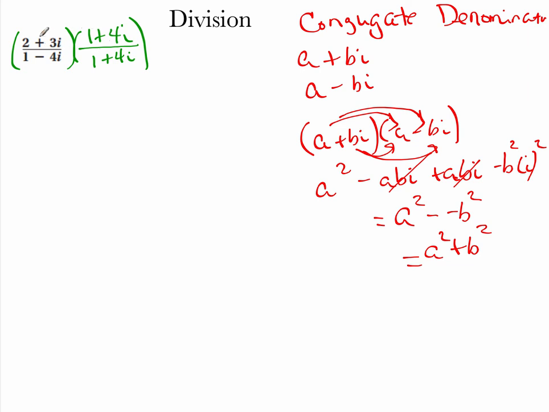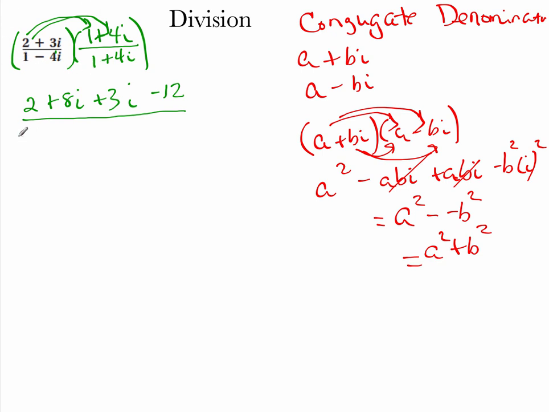Let's FOIL these. So this is 2 plus 8i plus 3i. And this is going to be minus 12 because it's 3i times 4i. So that's 12i squared. Now I'm going to go on and multiply this out, even though I could do 1 plus 4 squared and look at that and go, oh, okay, that's 17. But let's just work this one out.